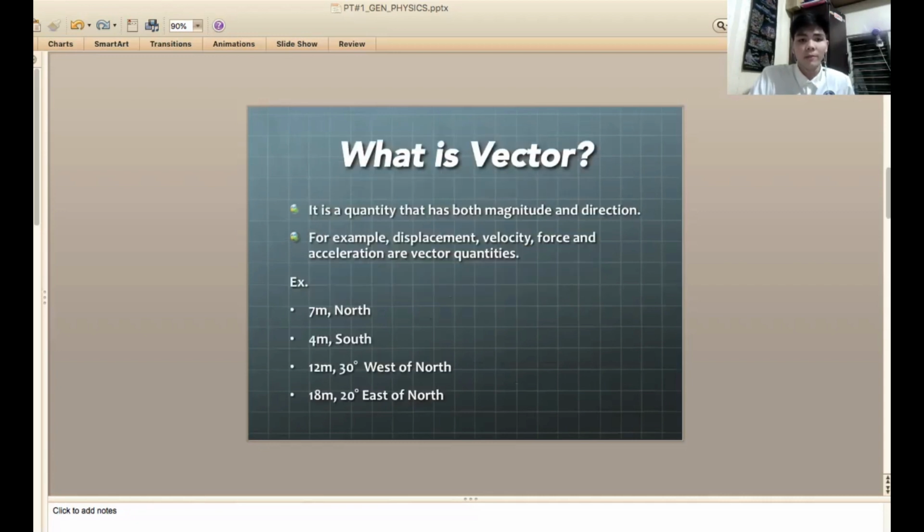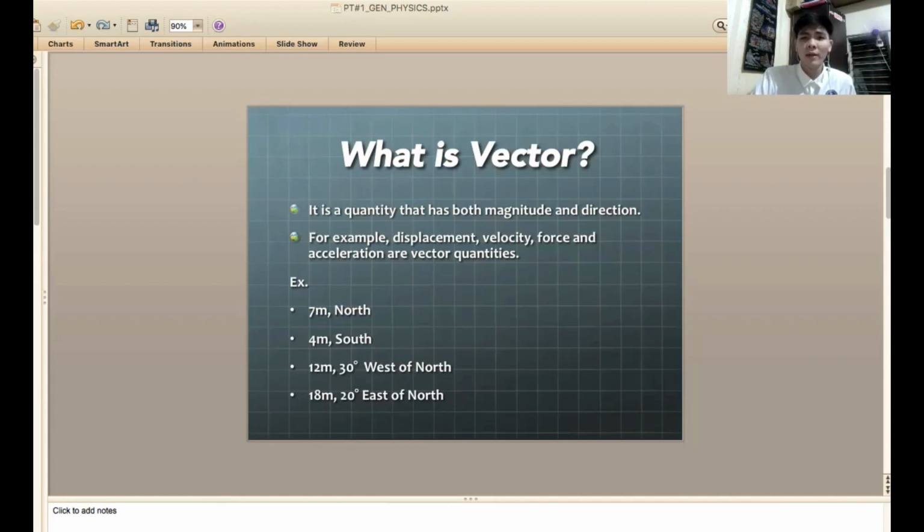So what is a vector? It is a quantity that has both magnitude and direction. For example, displacement, velocity, force, and acceleration. These are vector quantities. To further explain, here are some examples of magnitude and direction: 7 meters north, 4 meters south, 12 meters 30 degrees west of north, 18 meters 20 degrees east of north. Sounds complex, right? But we're going to learn it today, so don't worry.